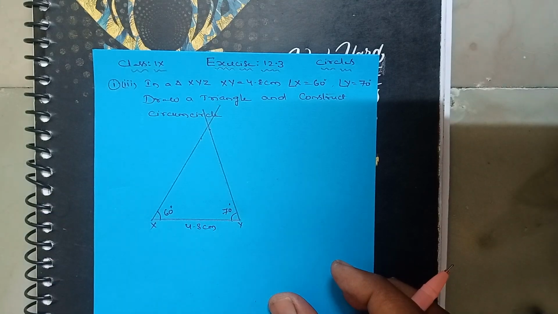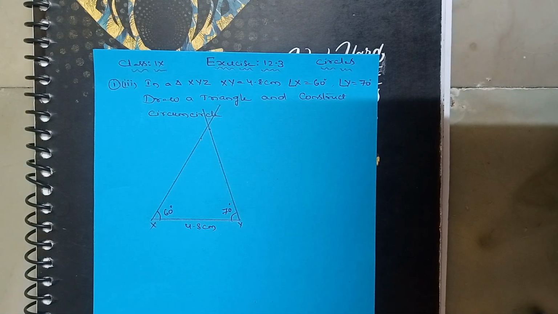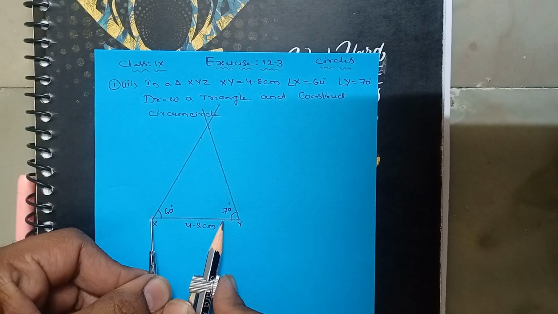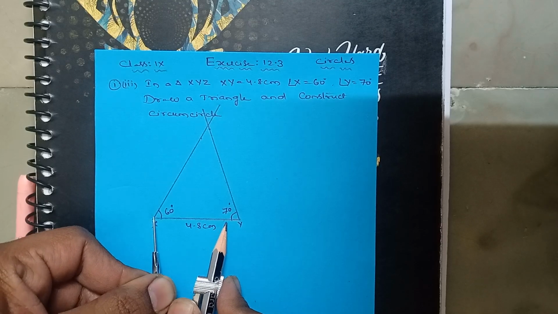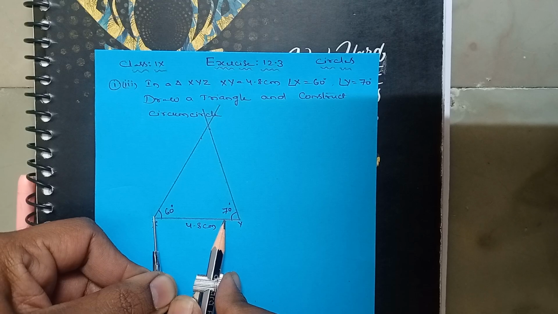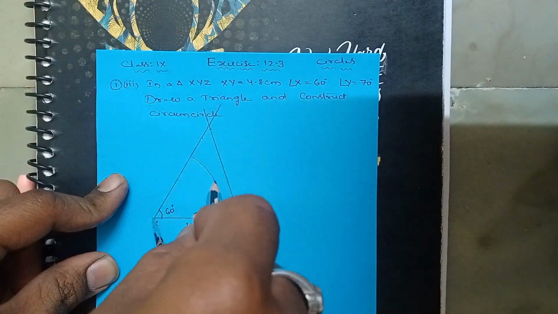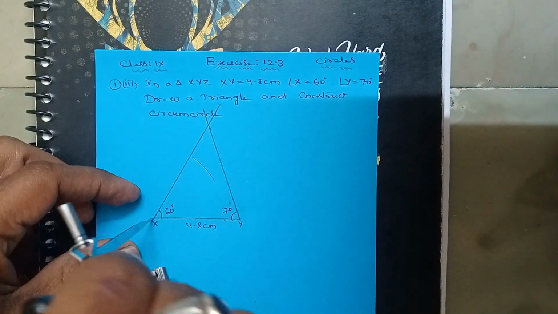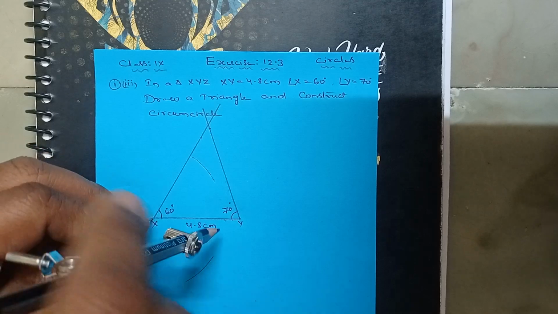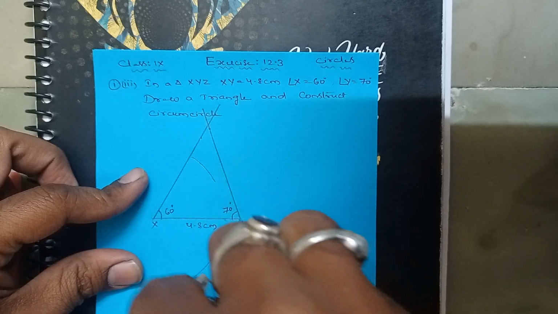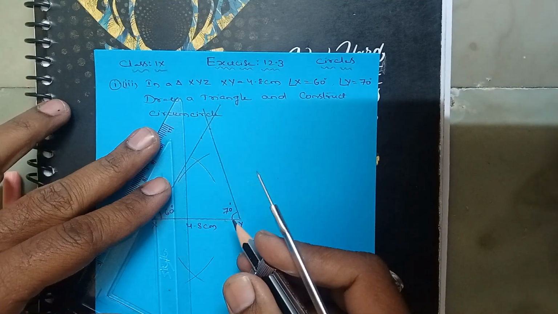Now take perpendicular bisectors of any two sides, students. Take the first base and one other side. Take more than half of the length, with center X draw an arc, with center Y cut an arc. Now join these two lines.